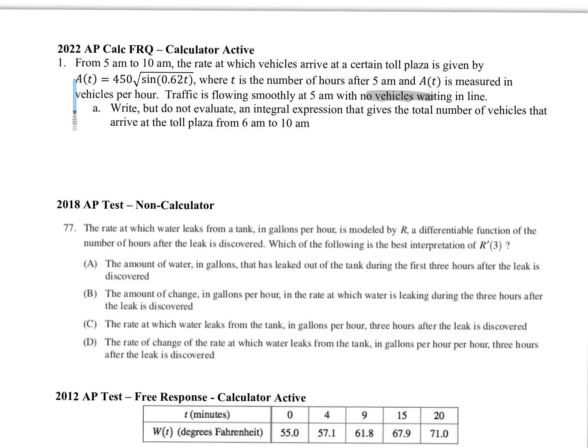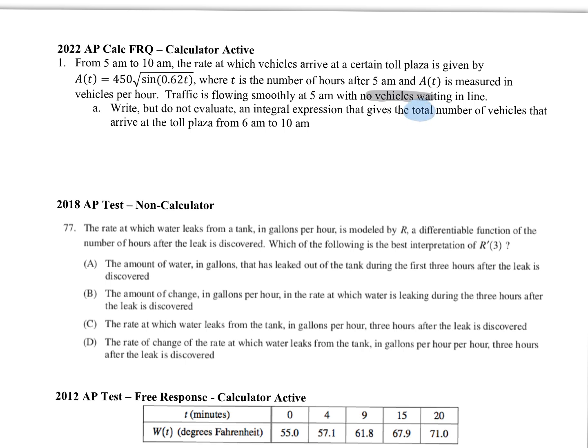AP loves to do this. Check it out. This is from the 2022 test where they say write but do not evaluate an integral. So we just have to write it. We don't have to type it into our calculator. What's the one word in question A we've got to pay attention to? Total number. Total. Which means you have to do the absolute value.